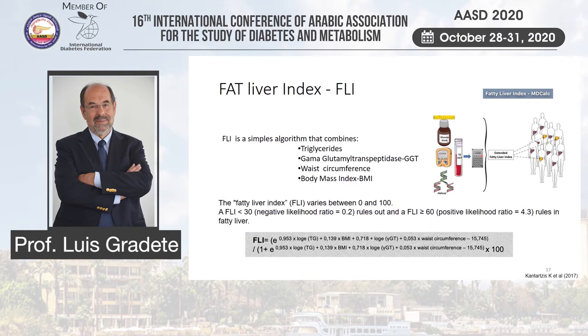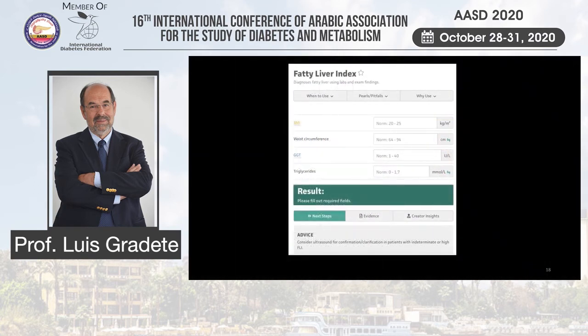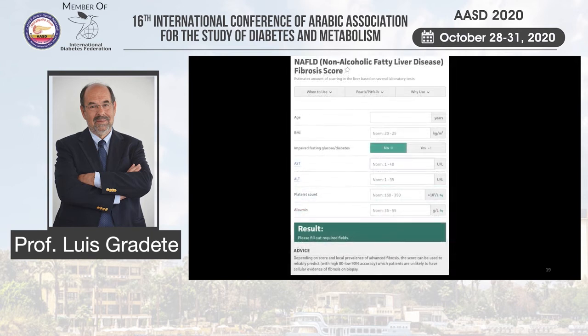Fatty liver index is an algorithm based on the waist circumference, body mass index, triglycerides, and GGT for the prediction of fatty liver, and is easy to employ as each individual component is routine in clinical practice. We can easily find a calculator for fatty liver index on the internet. We can find easily on the internet too an NAFLD fibrosis score. It's very easy to fill and very quickly we find a result.